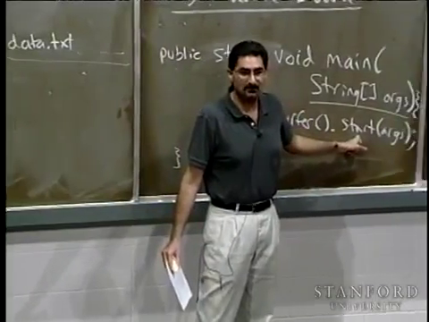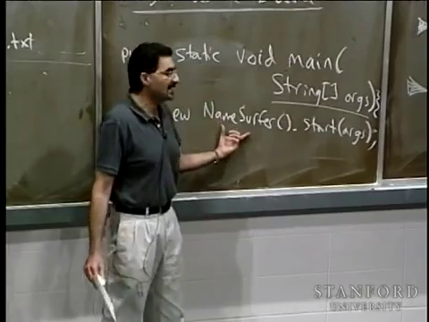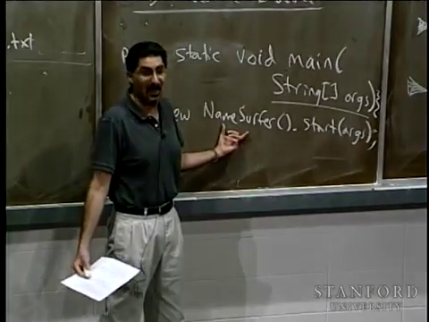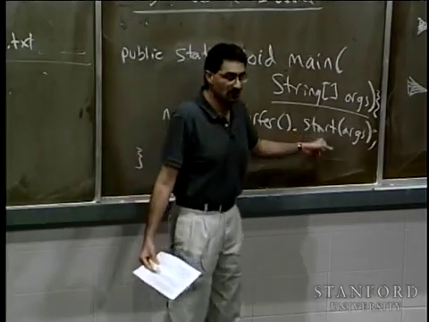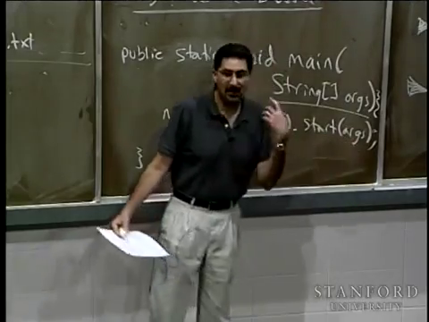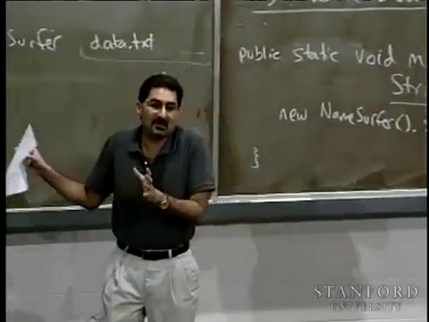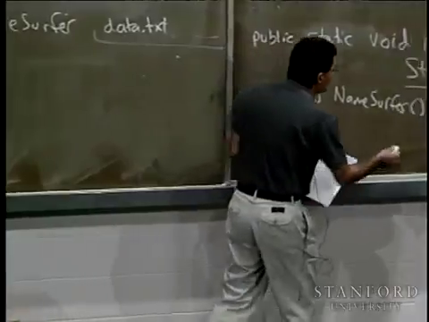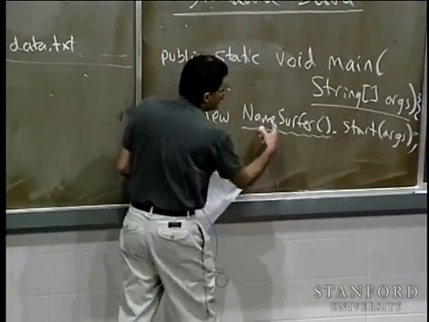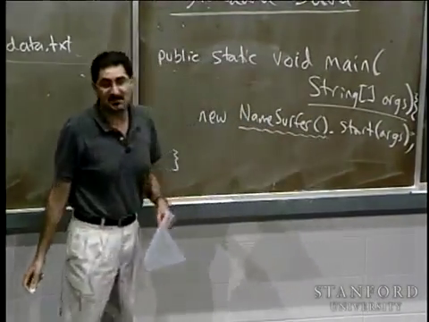You say start. So what it basically did was create an object of your class, which was NameSurfer, and tell it to start, and it happened to pass along these arguments, but you never needed to see those arguments. As a matter of fact, you never did see them because when your object was instantiated, it didn't expect any arguments.